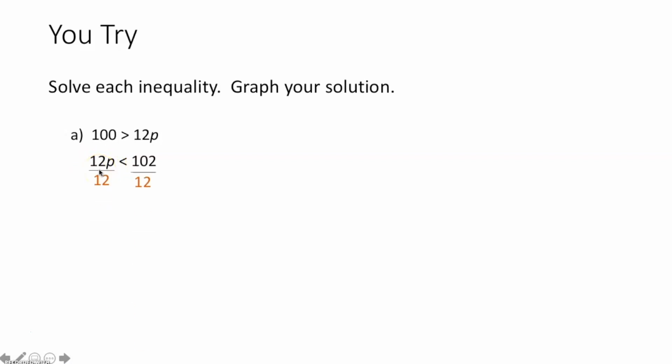I divide both sides by 12. That way these cancel each other out, and I get p is going to be less than 8.5. Now when I graph it, I first say it in words. P is less than 8.5. That's going to help with my shading later.